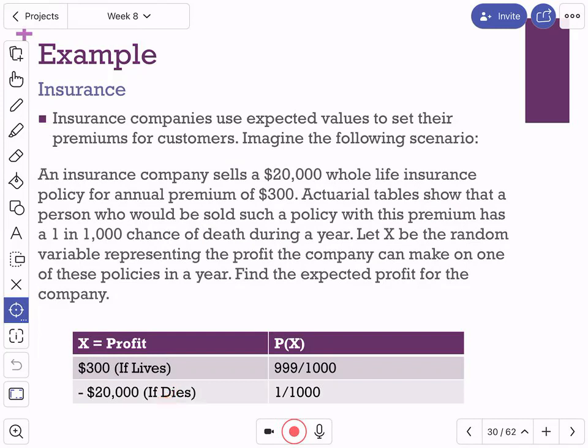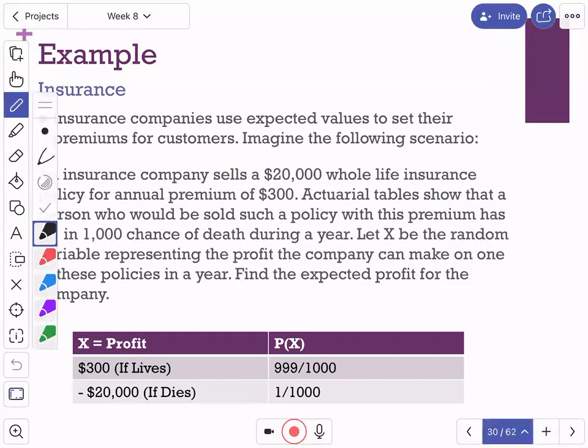Now, there is a 1 in 1,000 chance that a person dies. Not a very high chance of a person dying. So the probability that a person dies is 1 in 1,000. The probability they live is the complement of that, 999 out of 1,000. We can call these decimals, by the way. This is 0.999, and this is 0.001.